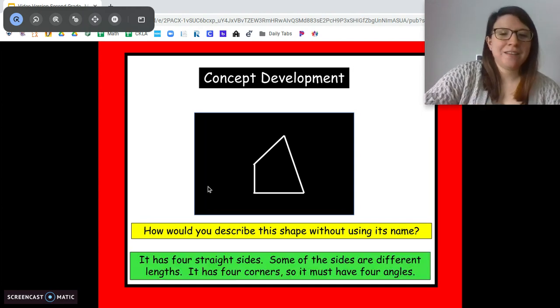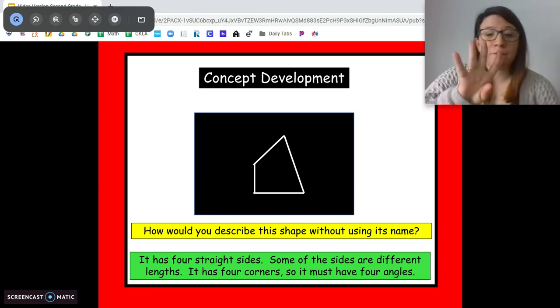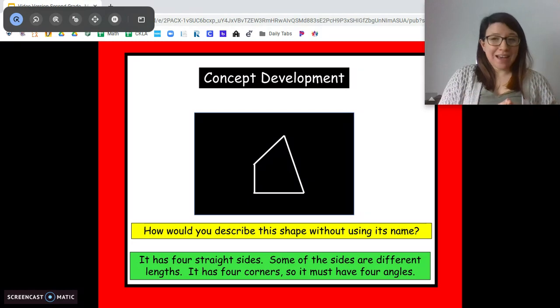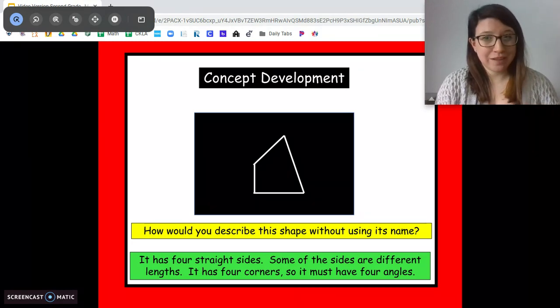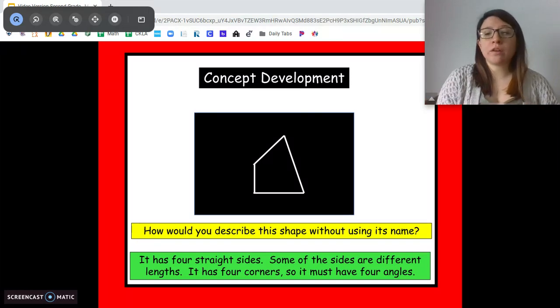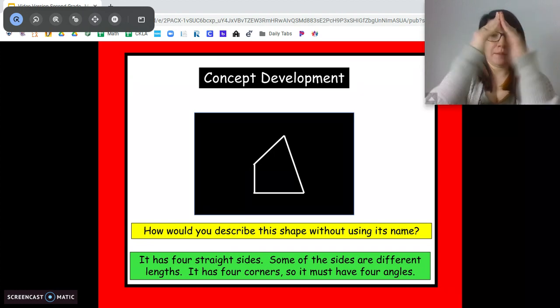Good. So this shape has 4 straight sides, no curves. And the sides, some of you I think noticed, are all different lengths, which is kind of cool. It has 4 corners, so it has 4 angles. Remember, angles are where 2 lines come together.